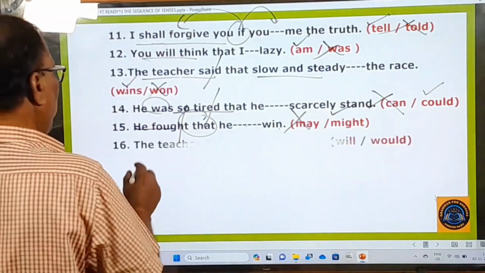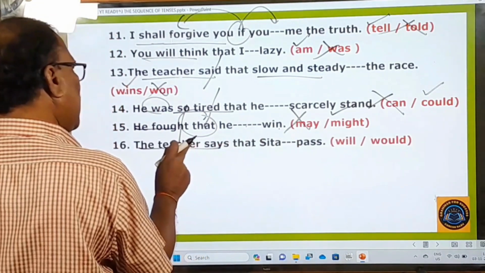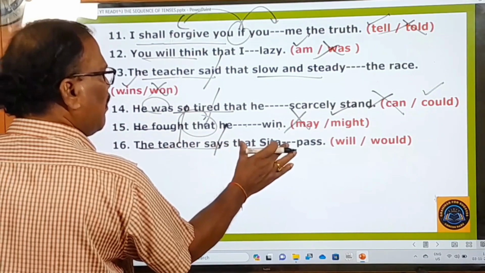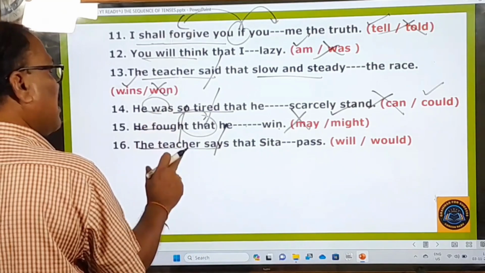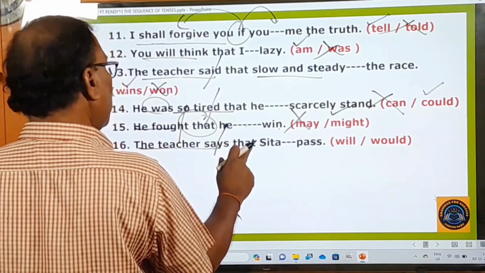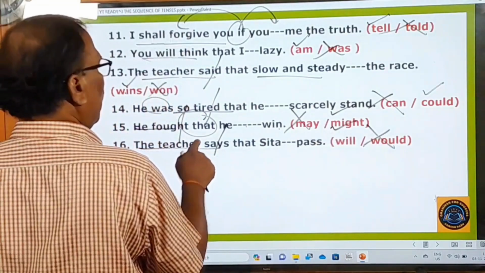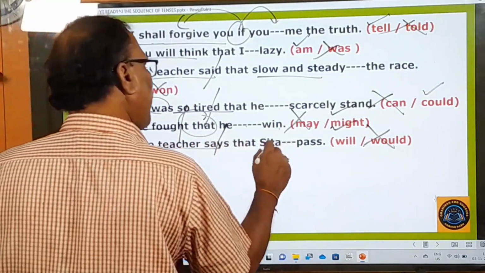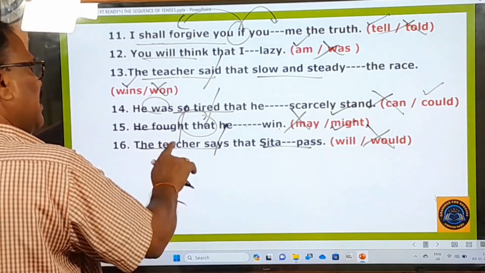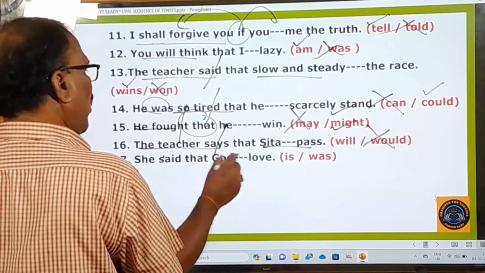And here the teacher says that Sita ___ pass. The teacher says, this is the main clause, and the other is the subordinate clause. The main clause is in the present tense, and the subordinate clause must also be in the present tense. Okay, present tense follows future tense. And the teacher says that Sita will pass. Present tense and future tense will go together. Okay. She said that God ___ love.